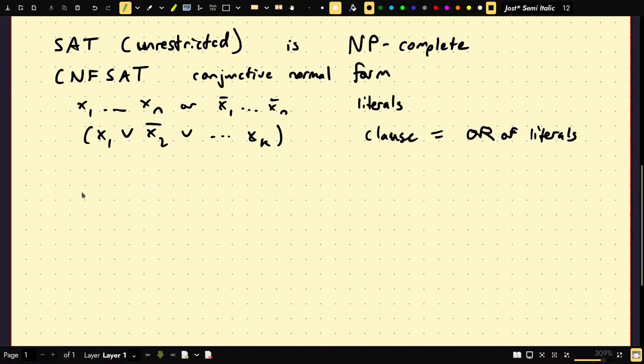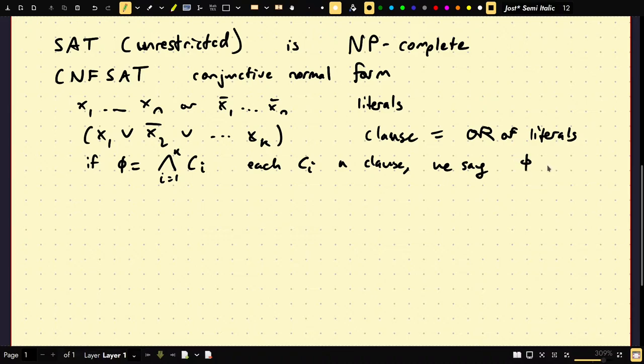A Boolean formula is in CNF form if it is the AND of clauses. So if it's equal to the AND, say i equals 1 to some k, of k clauses, each Ci a clause, we say phi is in CNF form. Examples of this would be like x1 or x2, and not x1 or x3, or something, right? So in this example, both clauses have length 2. It doesn't particularly matter. I could also add a clause of a single thing, x2.